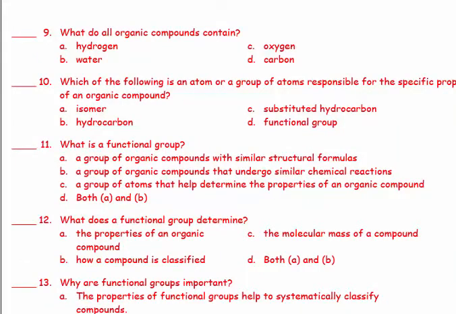Number 10, which of the following is an atom or a group of atoms responsible for the specific properties of an organic compound? Each of the organic compounds contains a group of atoms that are called the functional groups. These functional groups are going to determine the classification and the properties of this specific compound. So number 10, the answer is functional group, D.